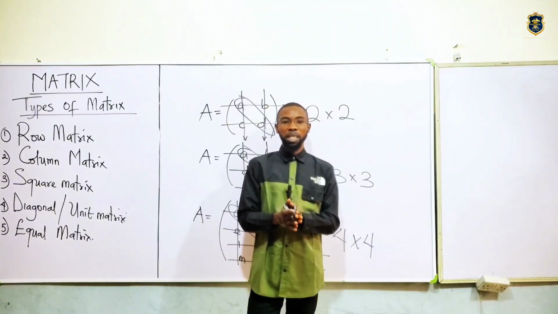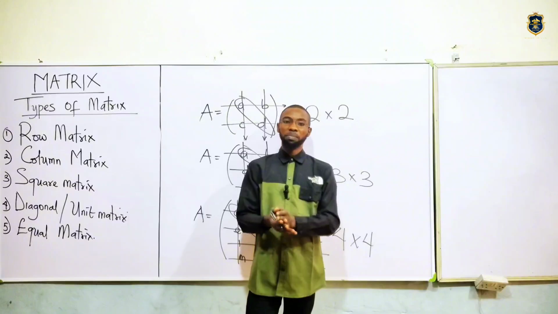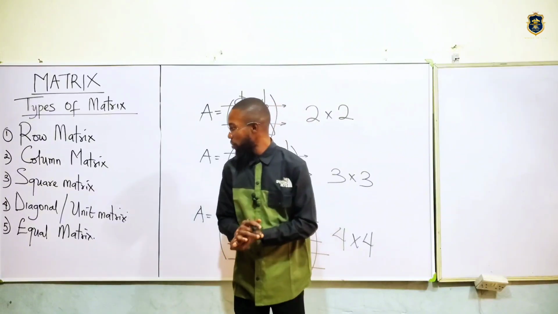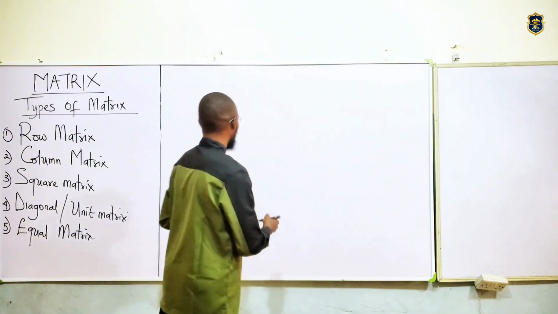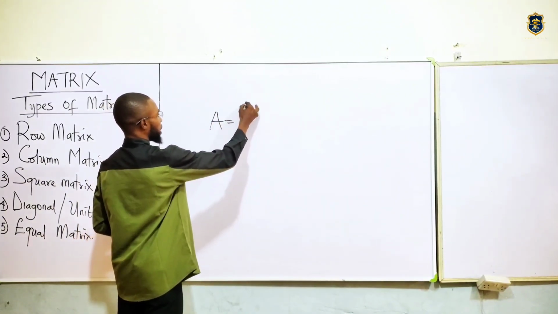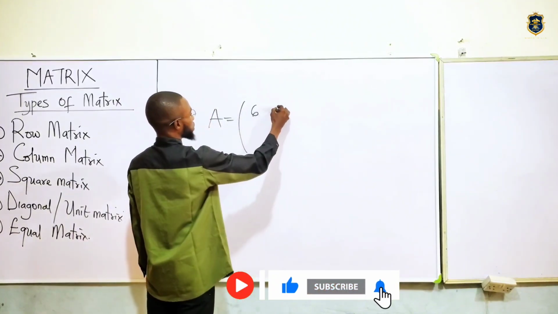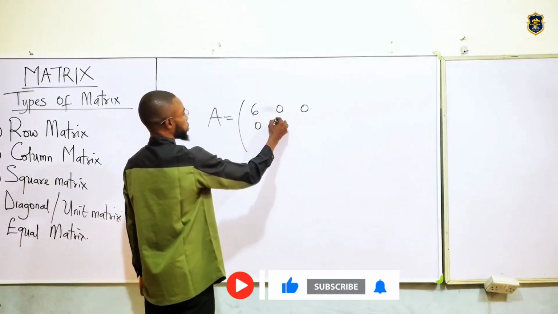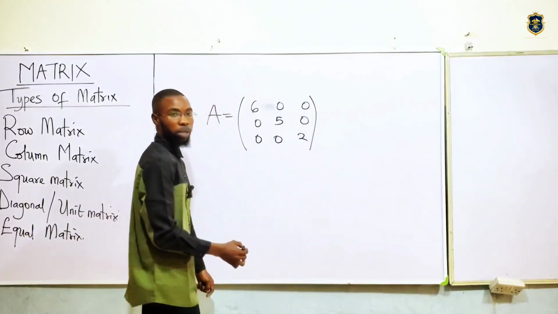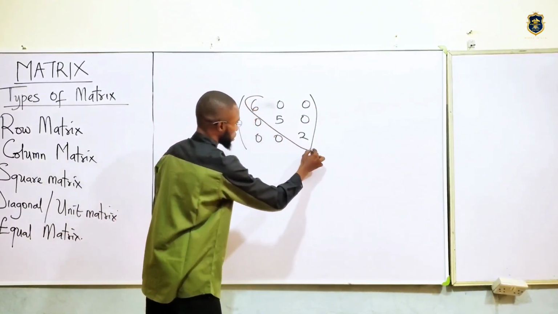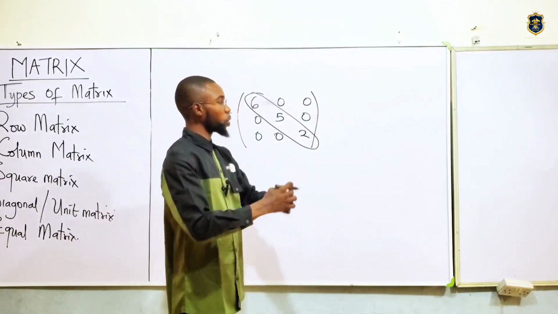A square matrix, I say again, is a matrix that has an equal number of rows and columns. Let's look at what the next matrix means, the diagonal matrix. What is a diagonal matrix? A diagonal matrix is a matrix that has only the diagonal and the rest of the elements are zeros. So if we have 6, 0, 0, 0, 5, 0, 0, 0, 2, this is a diagonal matrix, whereby the diagonal entries are real numbers, but the rest of them are zeros. That's all about a diagonal matrix.